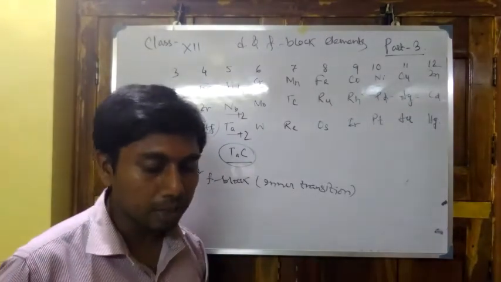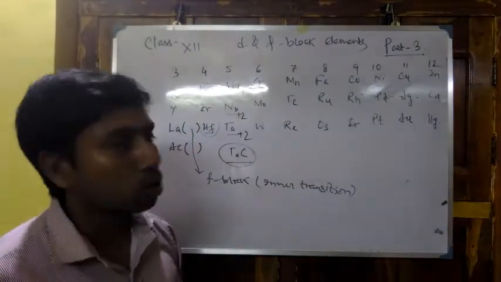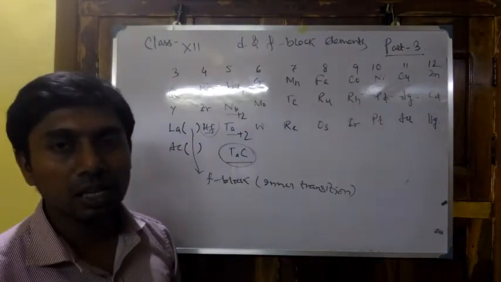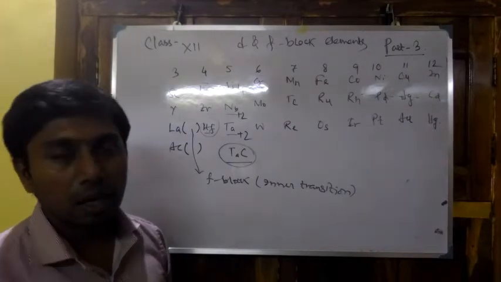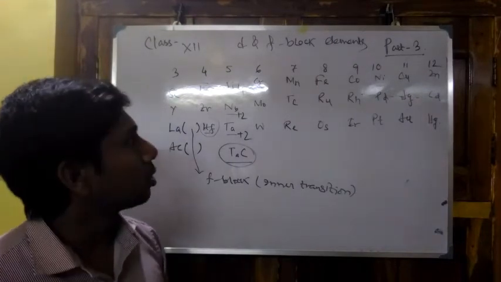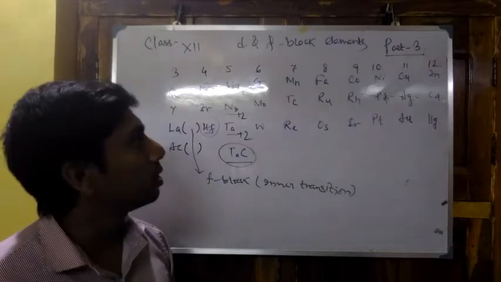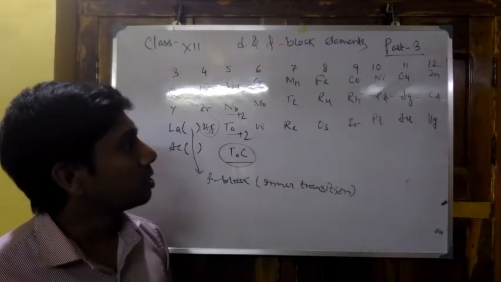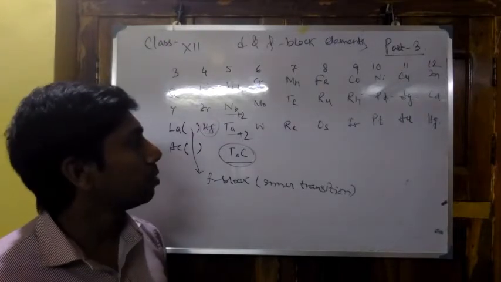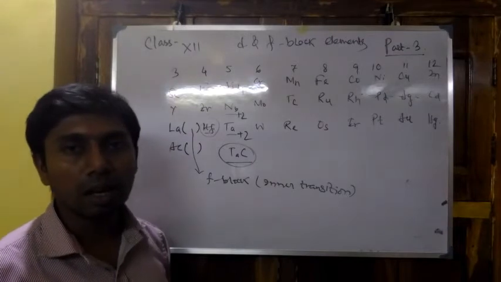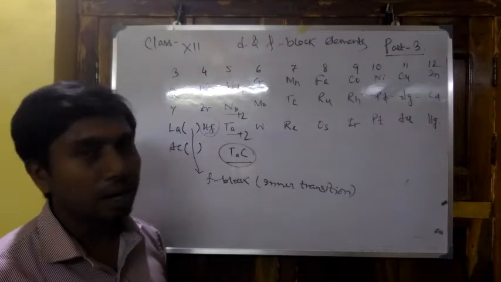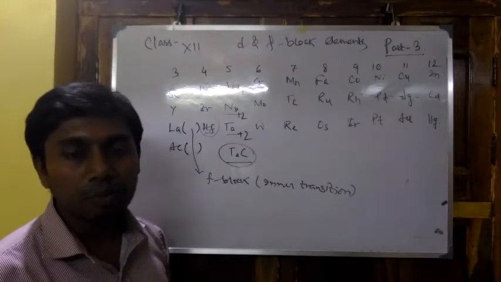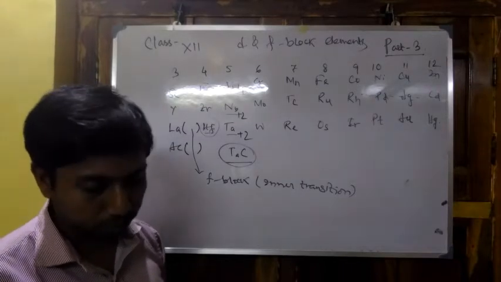Next one, group 7, that is the manganese group. Manganese also shows a variety of oxidation states, that is +2 to +7, and in every state there is compound formation. Important compounds like potassium permanganate have manganese as the central atom. Technetium and rhenium also come under alloy formation, and the compounds of the alloys are useful in several uses.